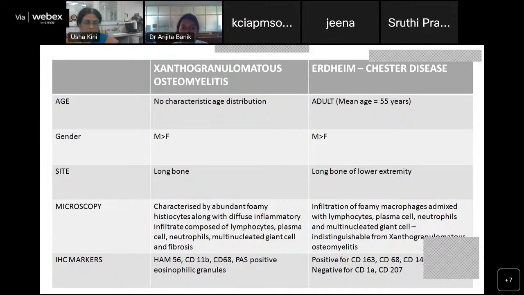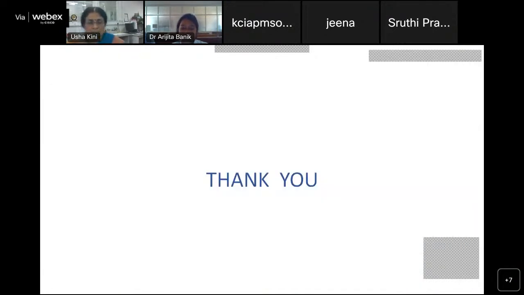Foamy histiocytes of xanthogranulomatous osteomyelitis are positive for HAM56, CD11b, CD68, and eosinophilic granules are PAS positive. Whereas for Erdheim-Chester disease, histiocytes are positive for CD163, CD68, CD14, and negative for CD1a and langerin. Thank you.